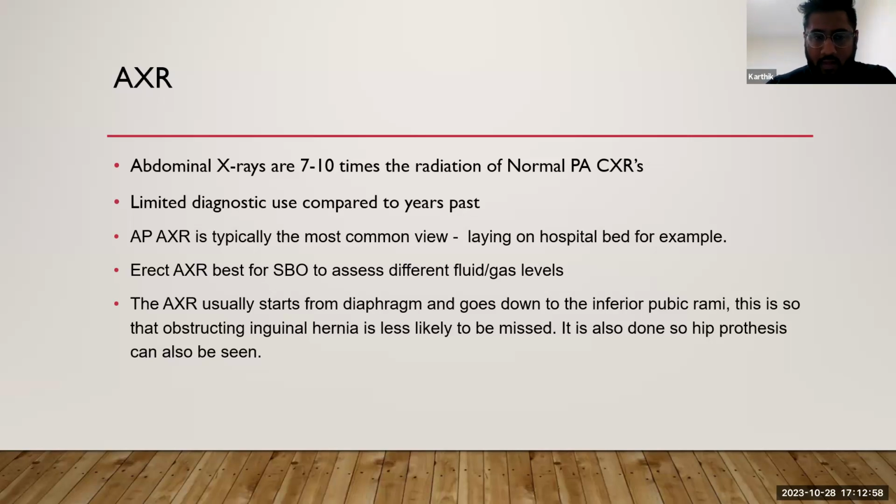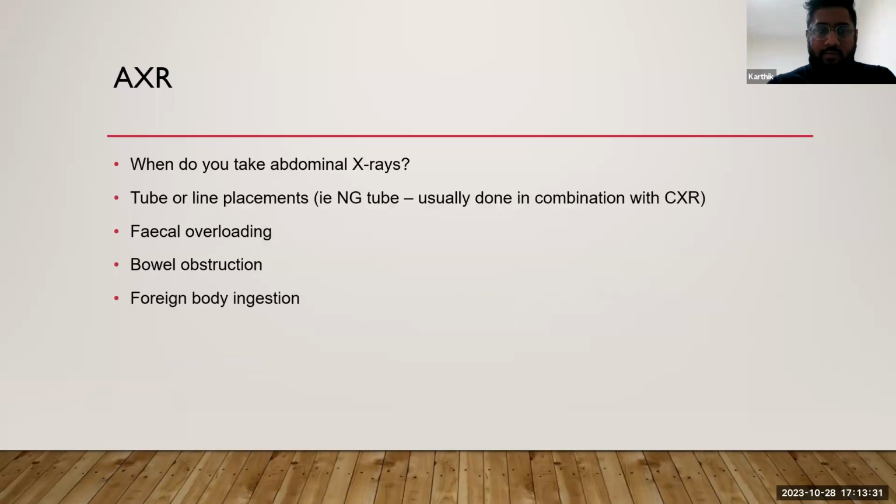Okay. So I think this is an important thing to note, that the abdominal X-ray usually starts from the diaphragm and goes down to the inferior pubic rami. This is so that an obstructing inguinal hernia is less likely to be missed. We're not always going to expect you to see an obstructing inguinal hernia on an X-ray, but this is one of the reasons why we go all the way down to the inferior pubic rami. And we can also see a hip prosthesis on a normal erect abdominal X-ray.